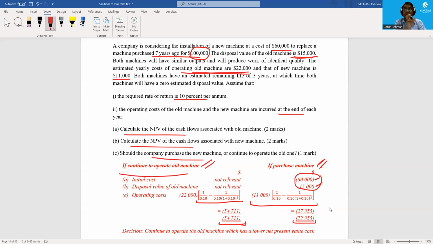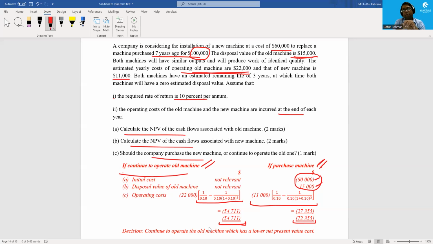That's why you should look at which one is lower. Although normally we would see which one has a higher NPV, in this case we do not have an operating cash inflow. That's why we look at the present value of outflows, and you can see that the old machine has a lower present value of operating costs. That's why we will continue with the old machine. Okay, so that is one point that many of you made a mistake on, when you incorporated the disposal value of the old machine in the new machine project.